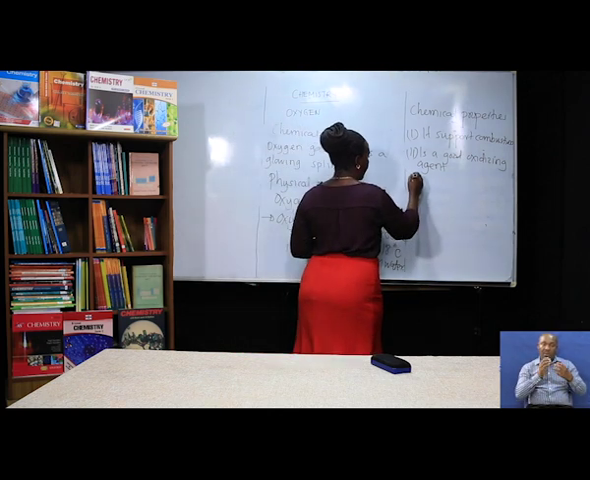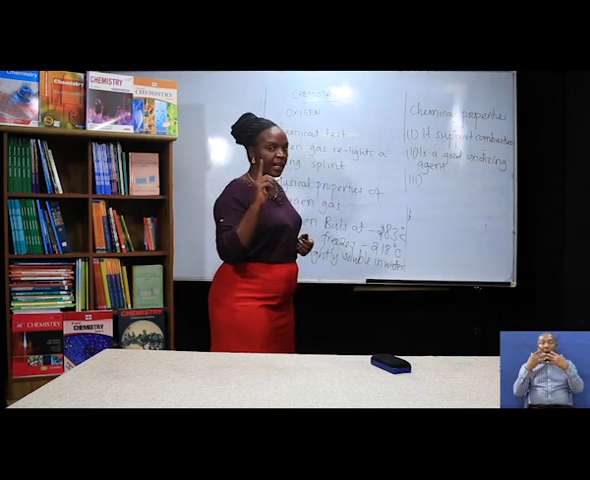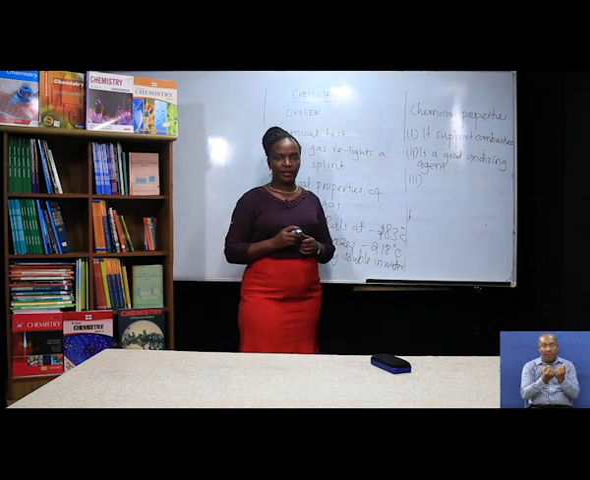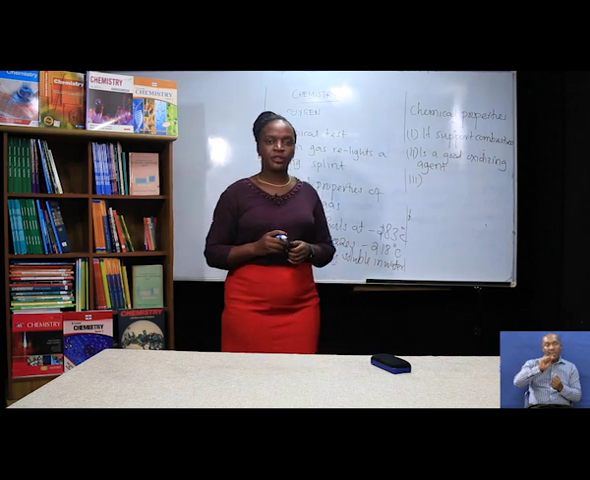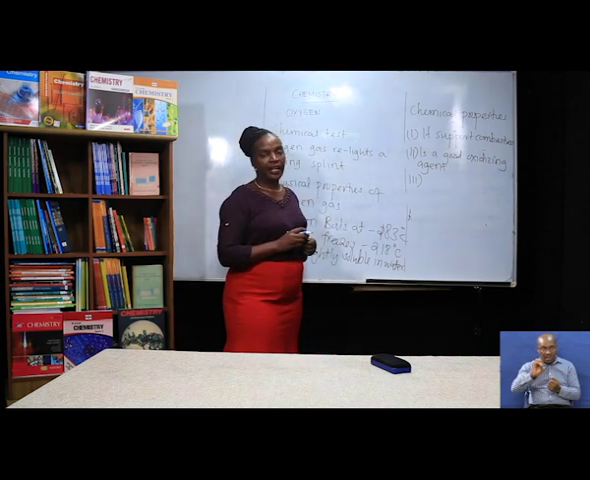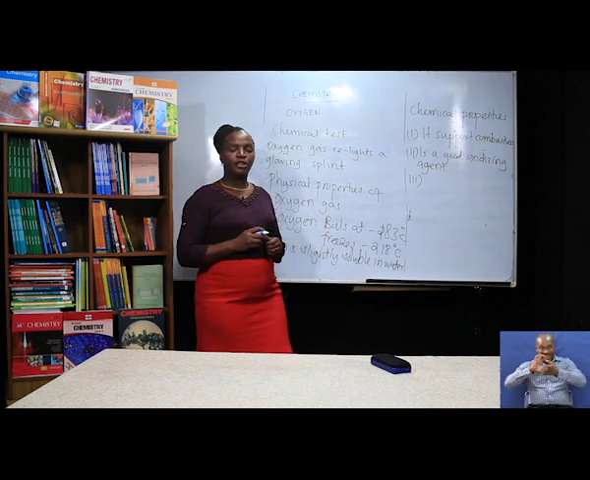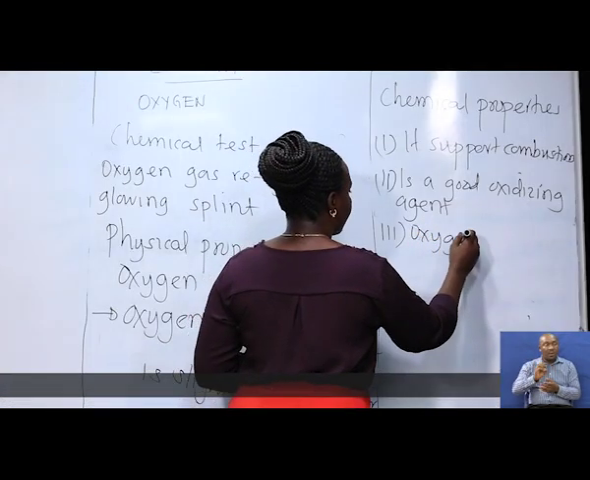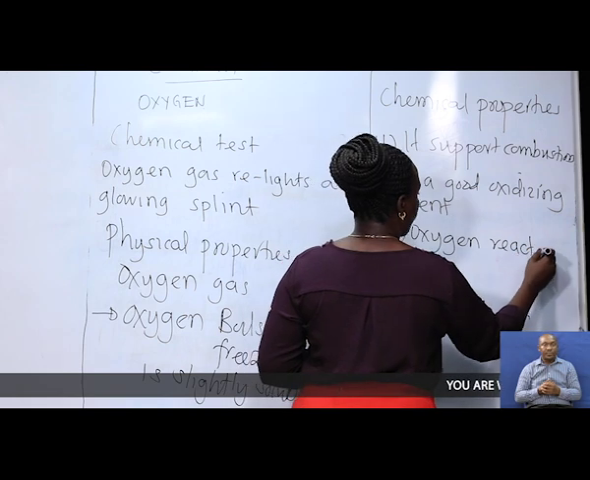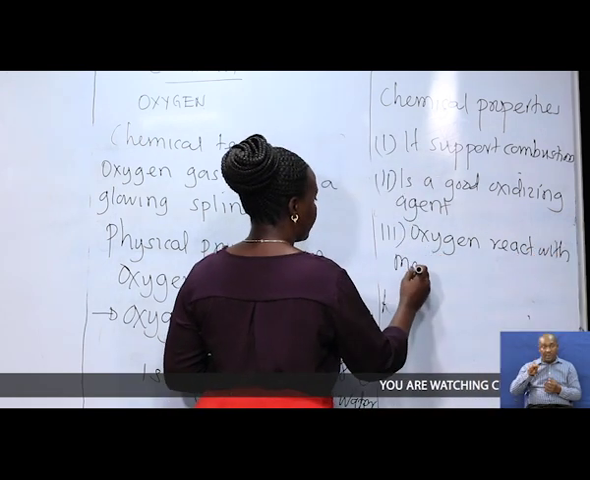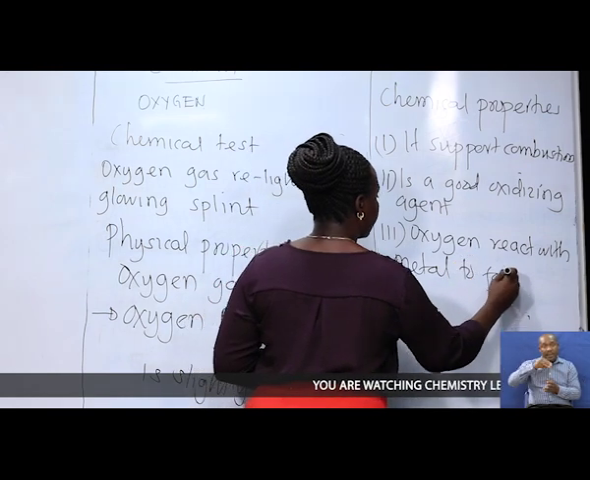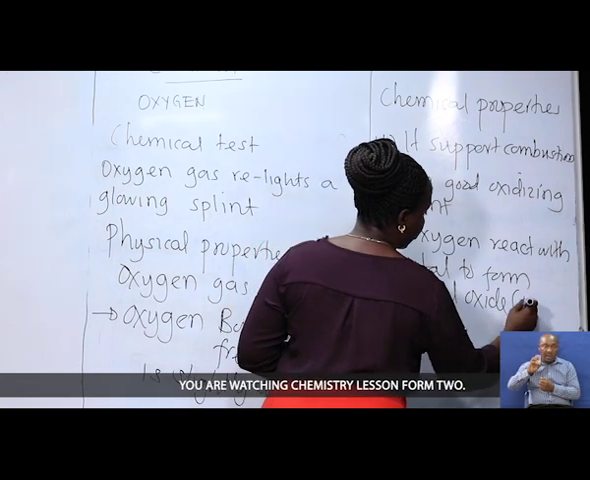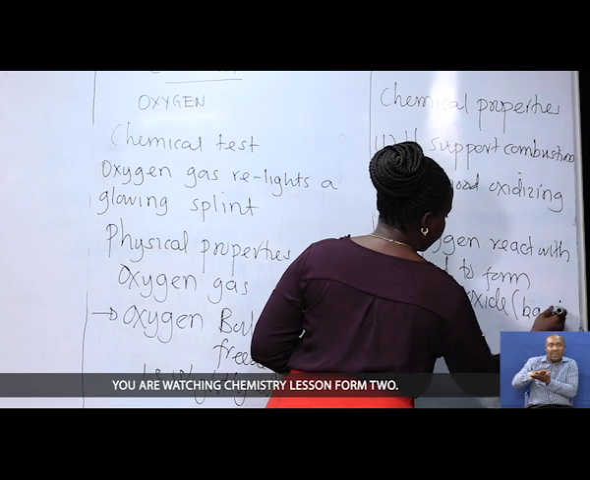But number three, oxygen reacts with metal. And once they react with metal, they form metal oxide. Oxygen reacts with metal to form metal oxide, or in other words, oxygen reacts with metal to form basic oxide. This metal oxide is basic in nature, so it is called the basic oxide.